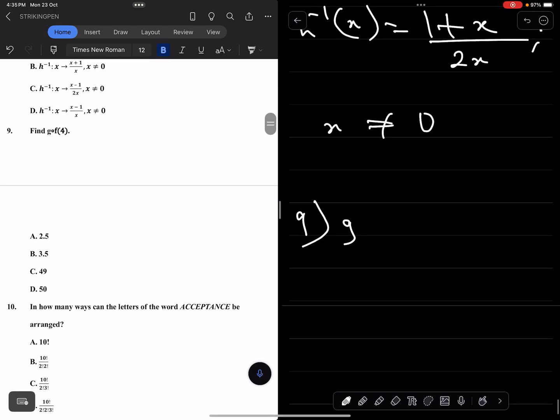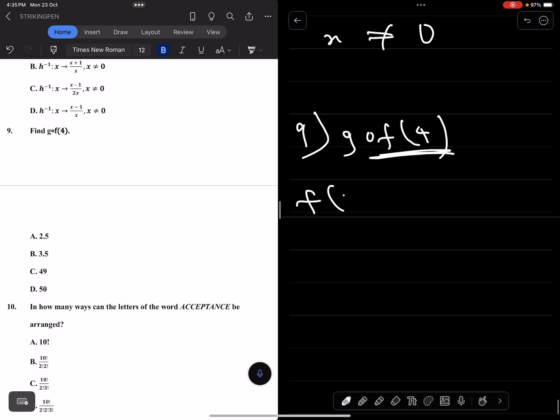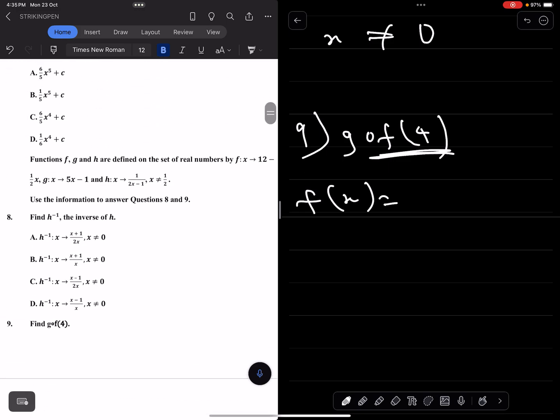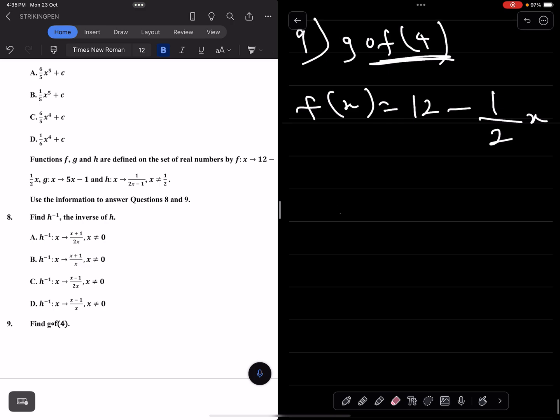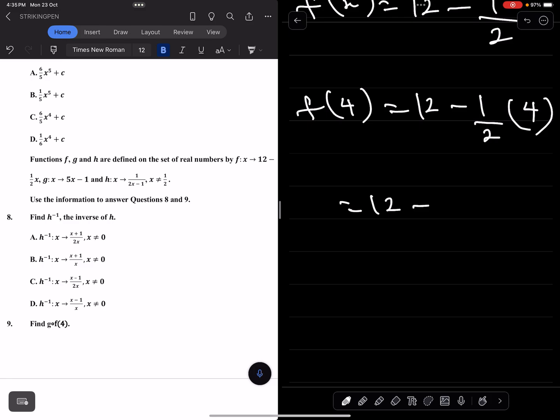Number 9 says find g of f of 4. First of all, let's find f of 4. What is f of x? f of x is 12 minus half x. And that simply means f of 4 will be equal to 12 minus 1 over 2 times 4, which simply means 12 minus 2, and that's equal to 10.